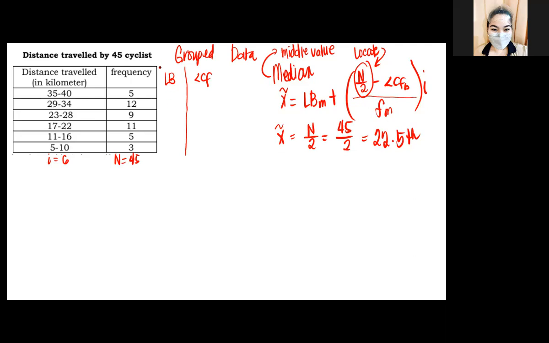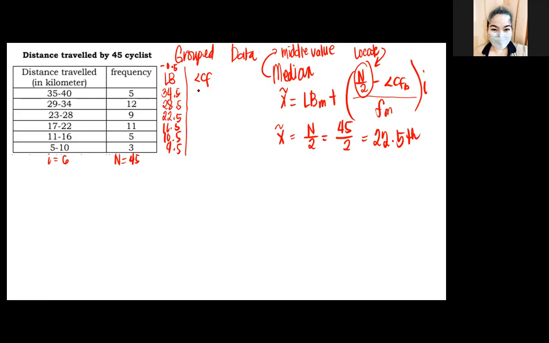How are we going to get the lower boundary? Ang gagawin natin is we will subtract 0.5 dun sa lower class limit. Ang lower class limit po natin sa bracket ay yung mga mabababa. So that's 35. Kung 35 to 40, syempre yung 35, magma-minus tayo doon ng 0.5. So 35 minus 0.5, that is 34.5. Then we have 28.5, 22.5, 16.5, 10.5, and 4.5. Ganun lang, subtract 0.5 lang.